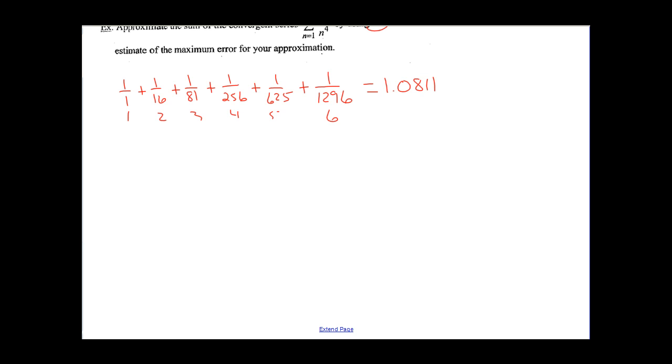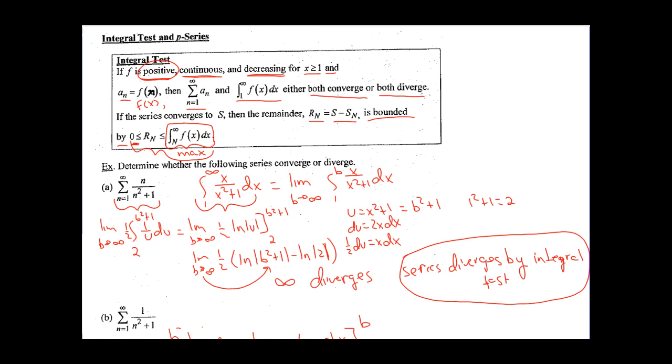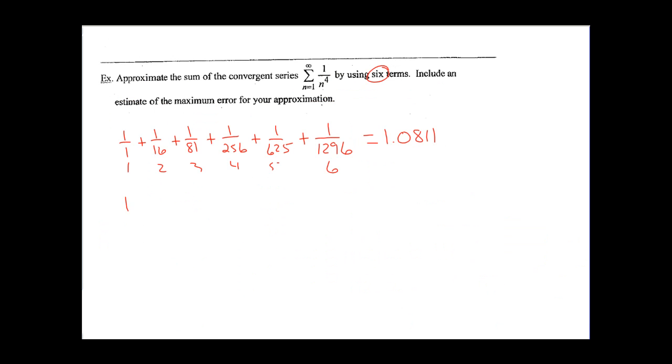And the maximum error, if we look back on the previous page, is the integral from n to infinity of f of x. So we're going to take the limit as b approaches infinity of the integral from 6 to b of 1 over x to the 4th.